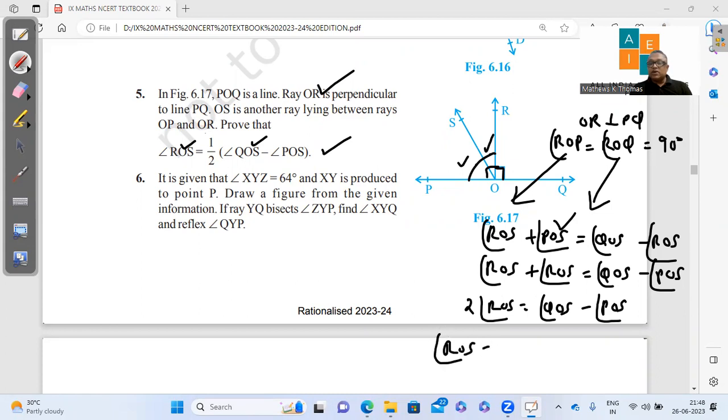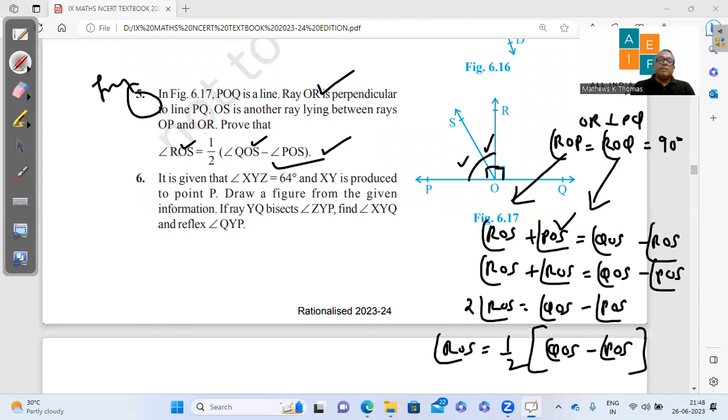Therefore, we get the required result. This 2 will go down, so ROS is half of QOS minus POS, which is the required result. ROS is half of QOS minus POS. So you can note this down and mark this important.